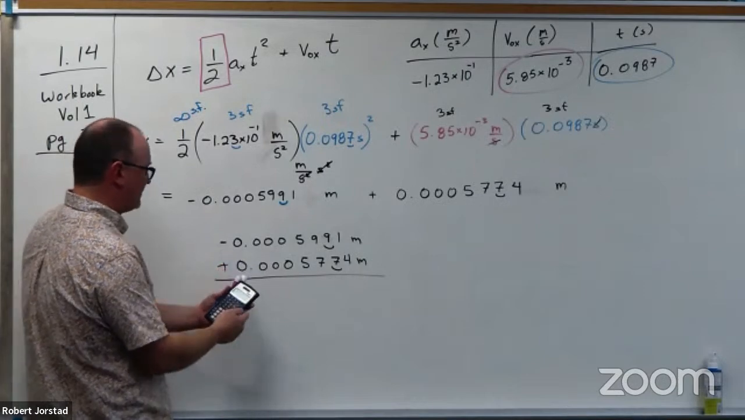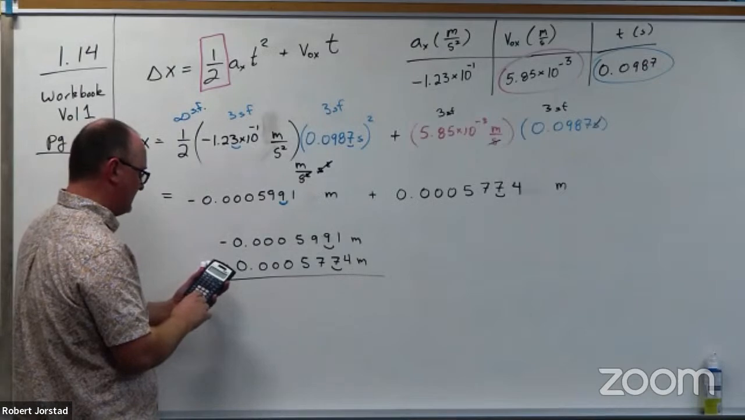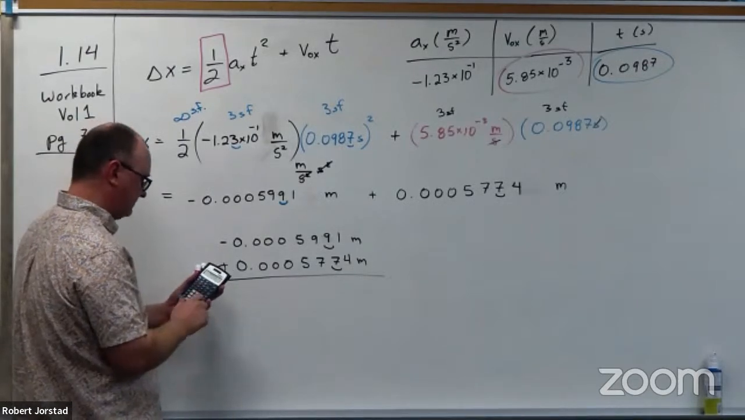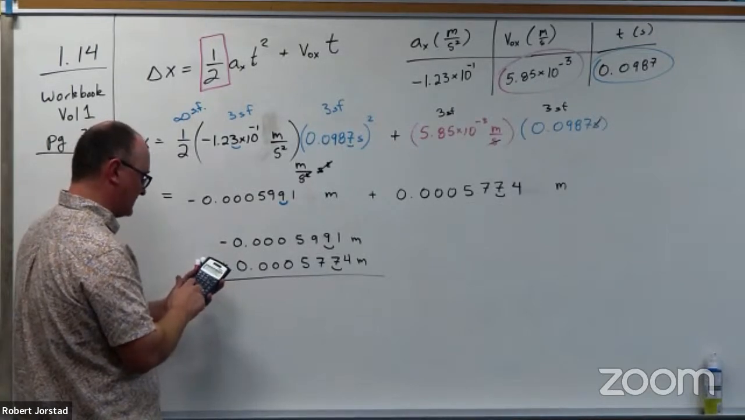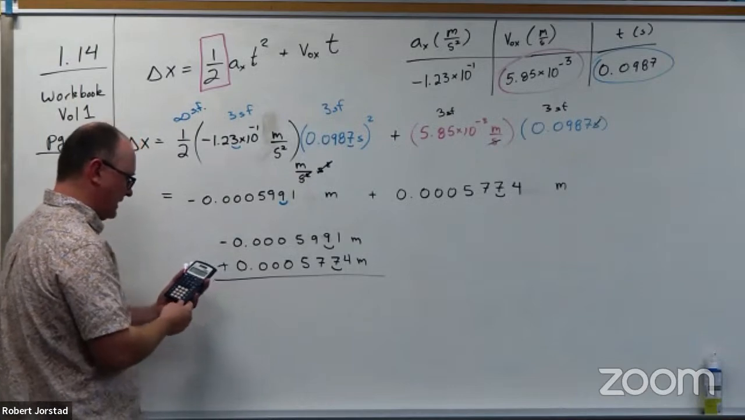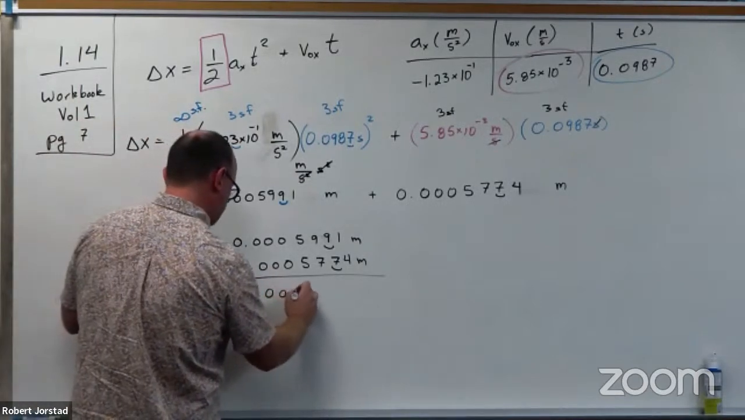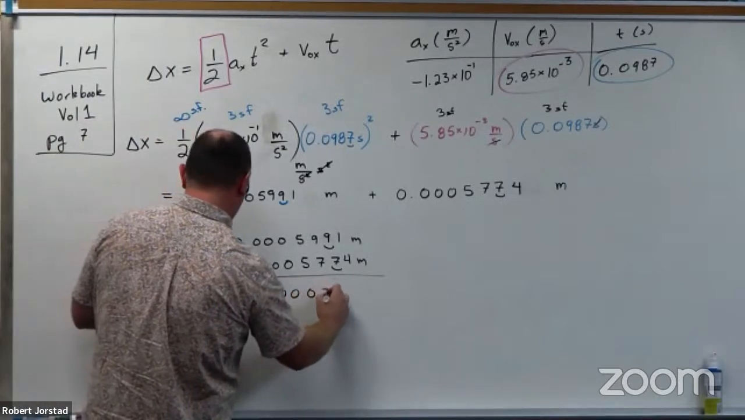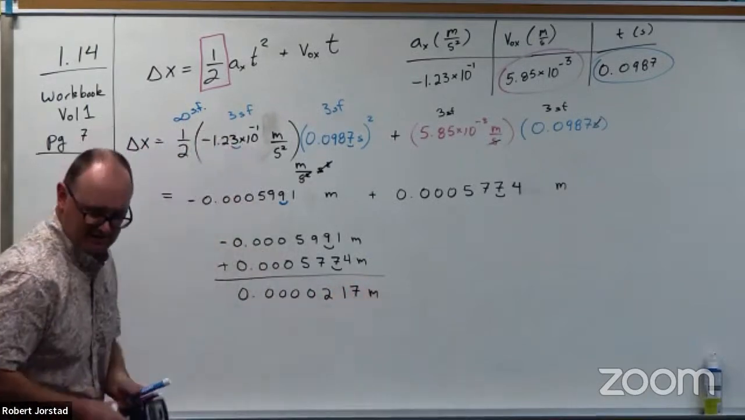Whoops, I screwed it up. Well, that's why I wrote them down. I apologize, I hit the wrong button. So I'm going to do negative 0.000591 plus 0.00057774. And now I get 0.0000217 meters.